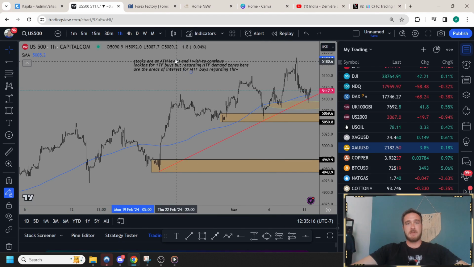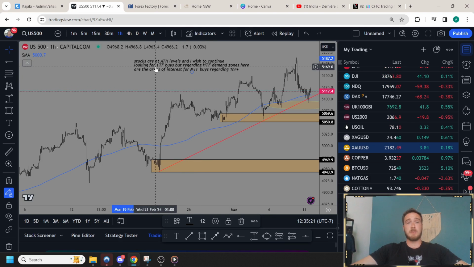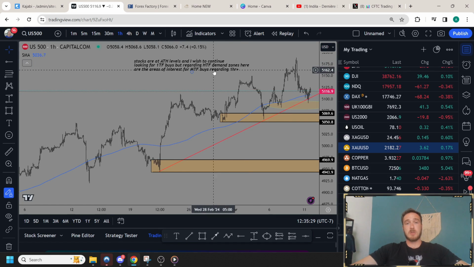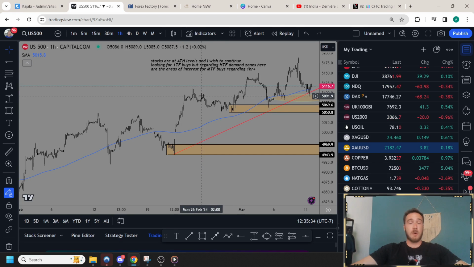We were selling off back into this area of demand. And this is what I said from our Sunday meeting. Stocks are at all-time high levels, and I wish to continue to be looking for buy setups. Regarding the higher time frame demand zones, here are the areas of interest that I would want to use for multiple time frame buy setups. So that means we're at all-time high levels and we're pulling back into areas of demand. I want to be buying this thing.